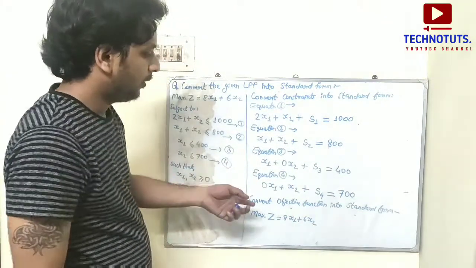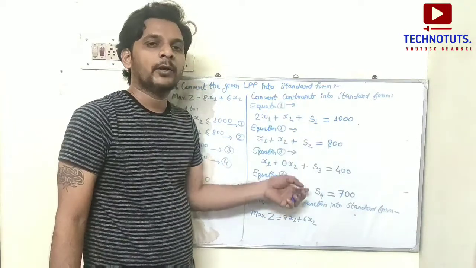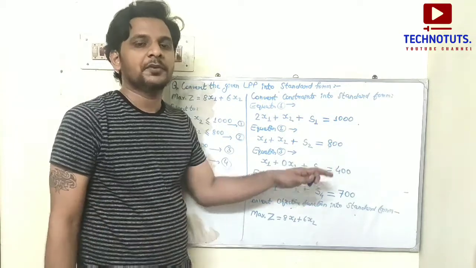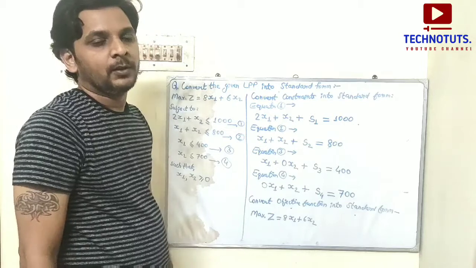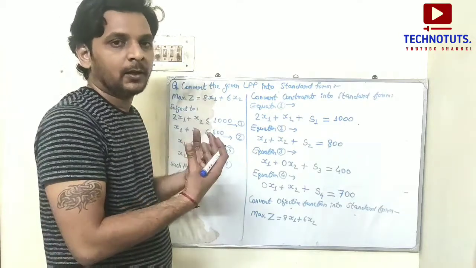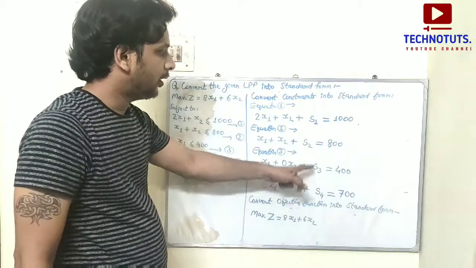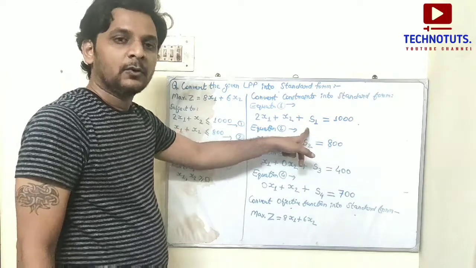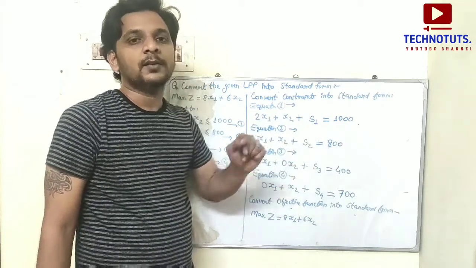Now what does the rule say? The rule says that whatever variables you have added in the constraints equation with whatever coefficients, you have to add all those variables in the objective function also with the coefficient as per the rules. Okay, so we have added the slack variable in all the constraints equation with its coefficient as unity. So we will add this slack variable in the objective function also with its coefficient as 0.